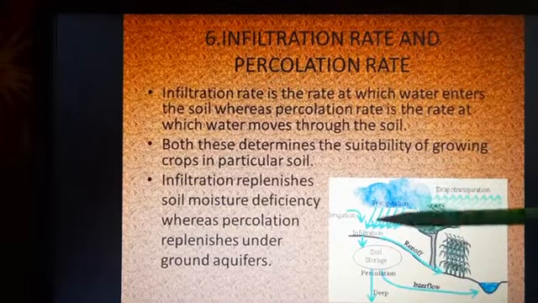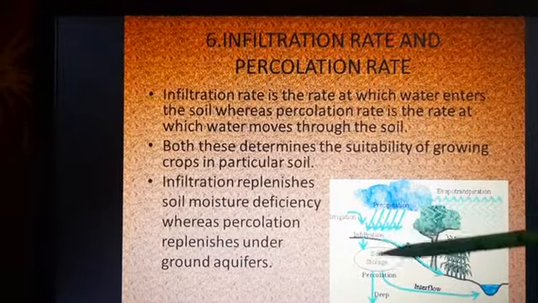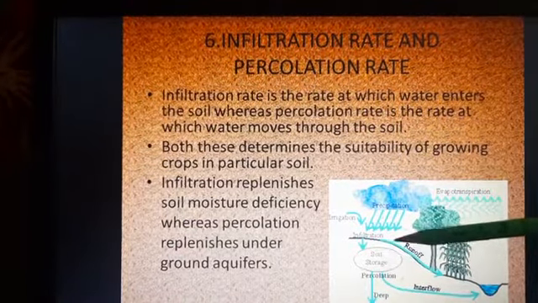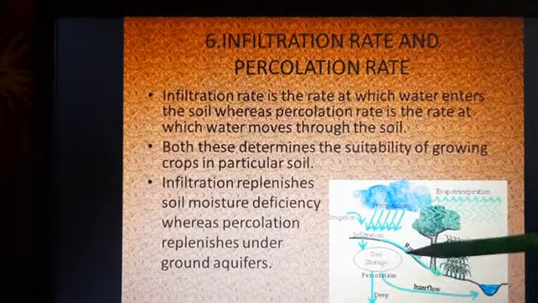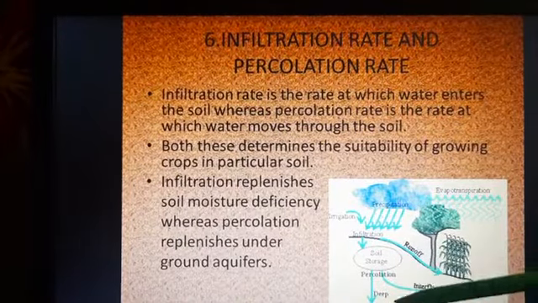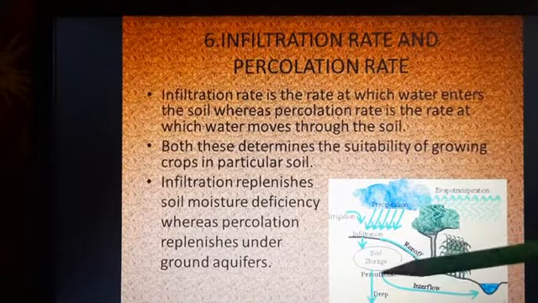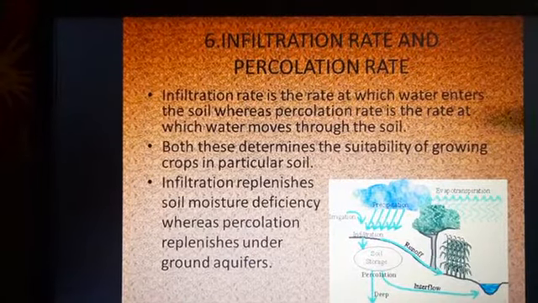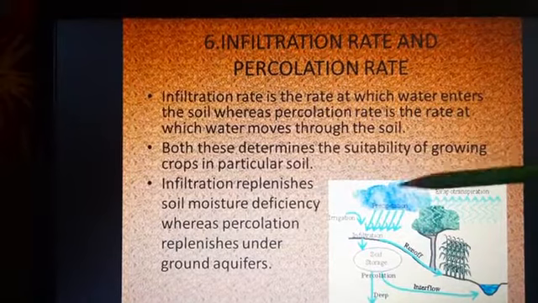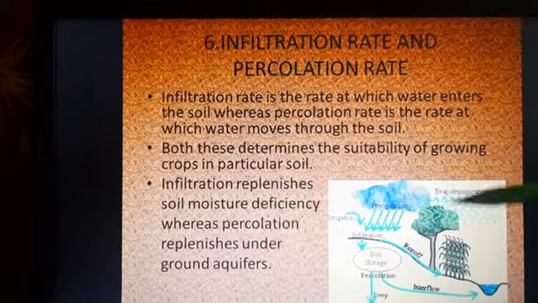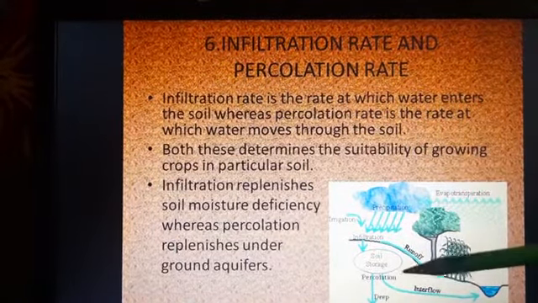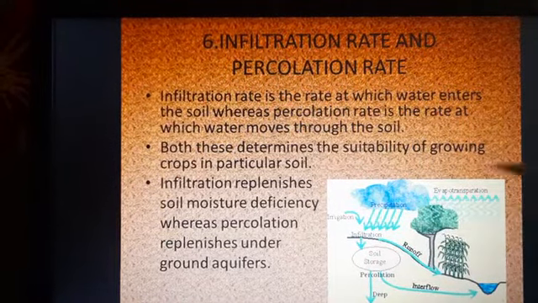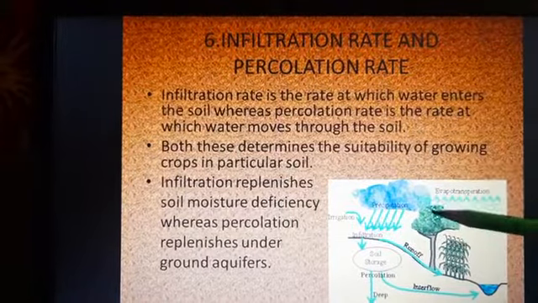Infiltration rate means how water enters the soil, right? Like this one, the rainwater is entering the soil. And percolation rate is the rate at which water moves through the soil. After infiltration, the water moves down into the soil. This is called percolation. Both these properties determine the suitability of growing crops in a particular soil. If the infiltration rate and percolation rate of a particular soil are known, we can easily identify which kind of crops could be grown in that kind of soil.